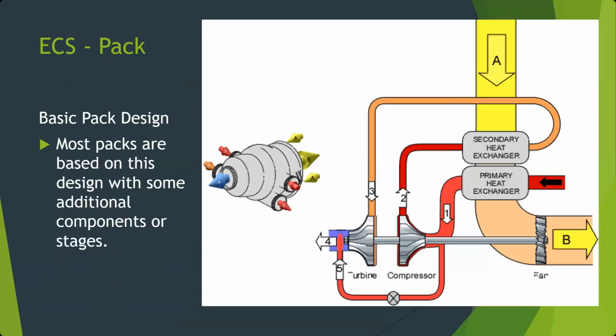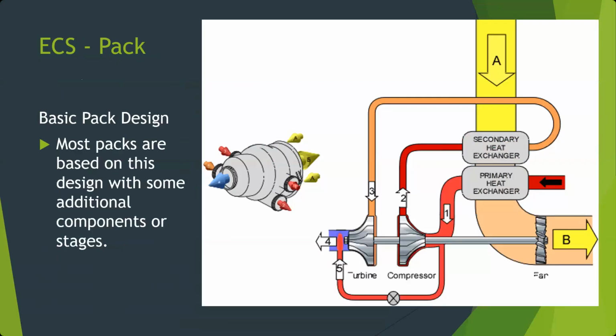So here is a super simple pack. Actually, this is one step more complicated than super simple. Super simple would have an electric fan here instead of a fan driven by the air cycle machine. So this one has a compressor and a turbine. This also drives the fan that we use for cooling, for heat removal, to dump that heat overboard into the atmosphere. And most packs are based on this design, but with a few additional components.